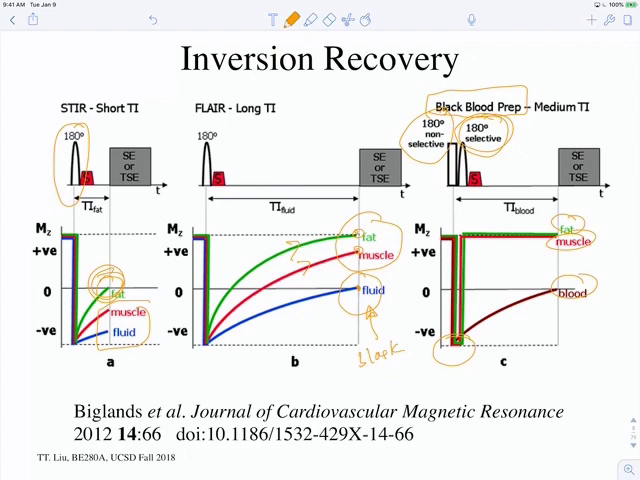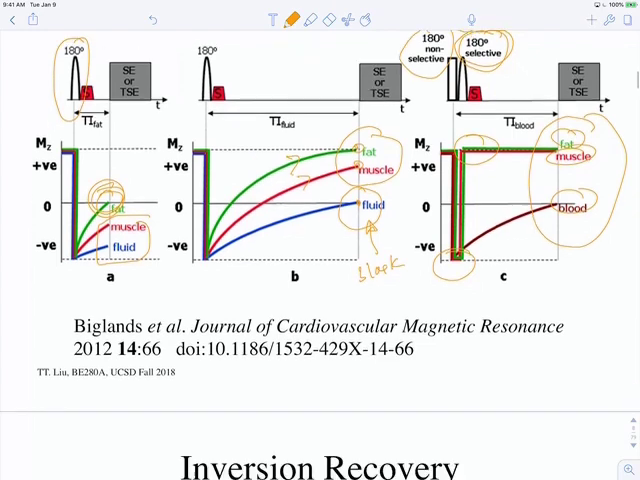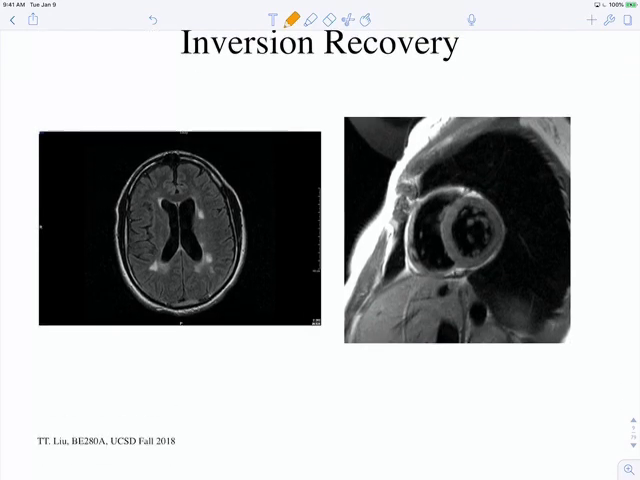And so applying a 180 pulse to something that's inverted just flips it back. Okay, so here you see the fat and the muscle have been flipped back, but the blood is still negative and is recovering. So at this point, when you acquire the image, you have blood black and fat and muscle pretty bright. Okay. So this is an example here of a FLAIR image where we've nulled out CSF.